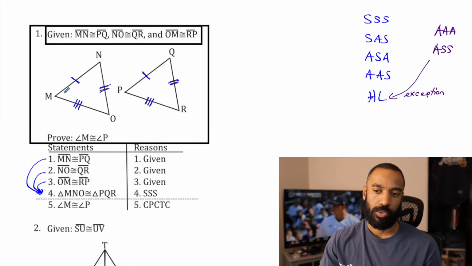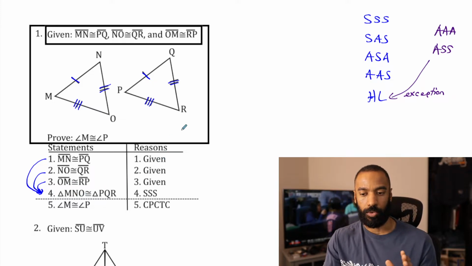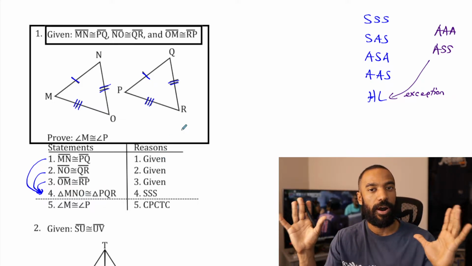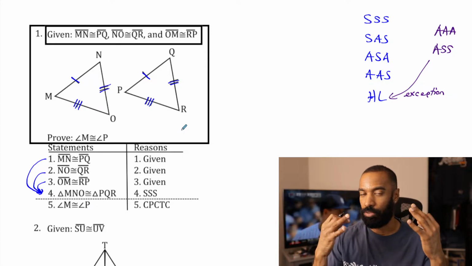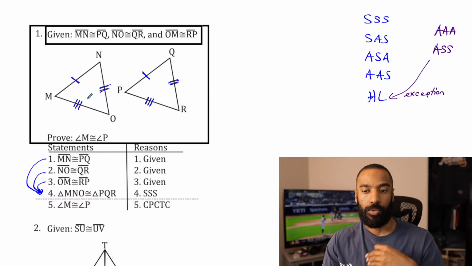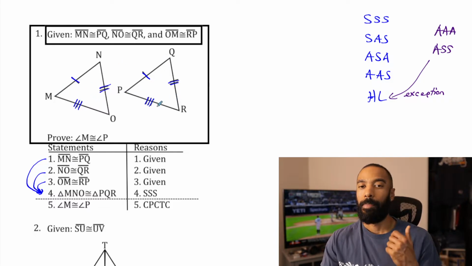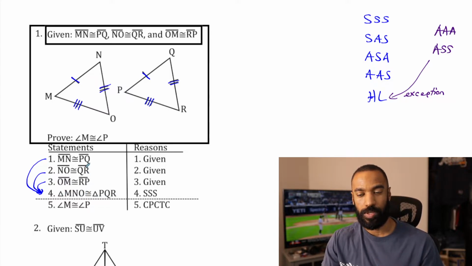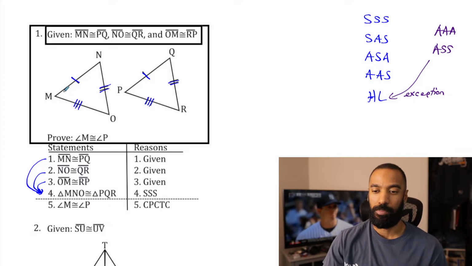Now, segments congruent to each other means the segments are identical. But triangles being congruent means that all 6 parts of those triangles are congruent to each other. All 3 sets of sides and all 3 sets of angles. We didn't know that the angles were congruent to each other before we proved the triangles are congruent to each other. But because we proved the triangles are congruent, that means any sets of angles that correspond to each other will also be congruent.